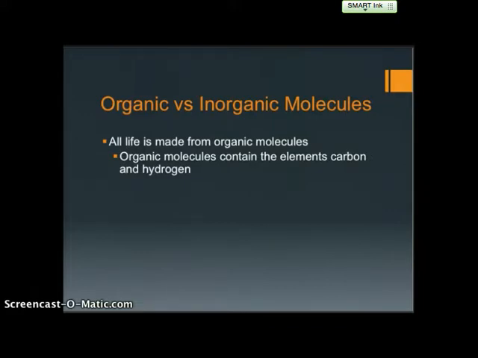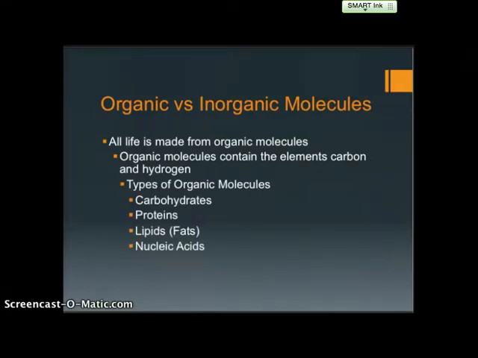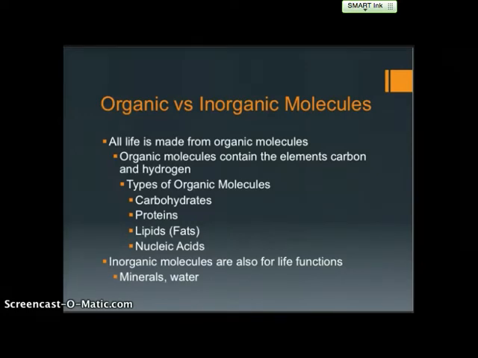Types of organic molecules include carbohydrates, proteins, lipids, otherwise known as fats, and nucleic acids. When something is considered inorganic, they are also for life functions, but we're thinking about things like minerals, like sodium, potassium, and water.